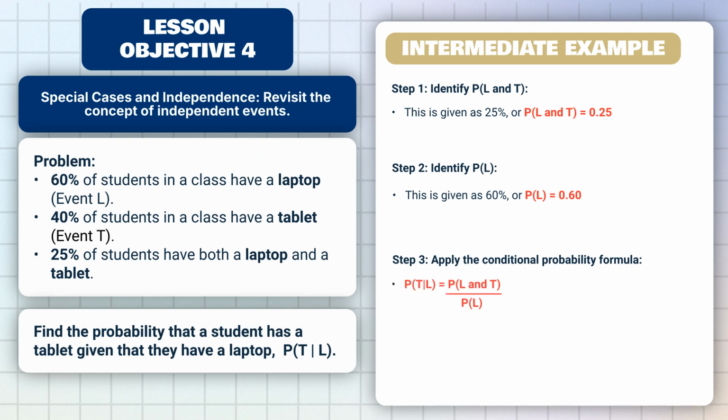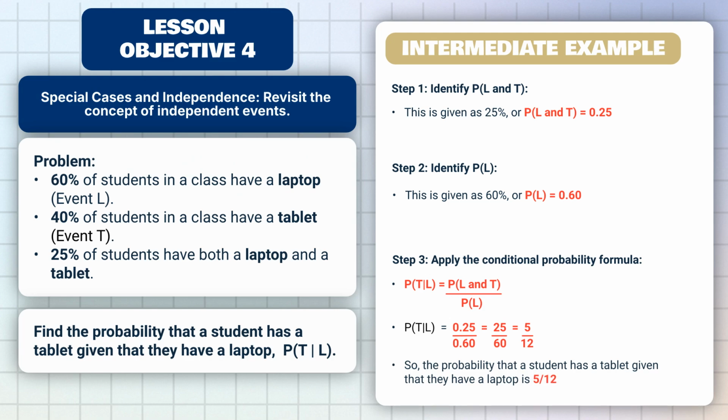The probability of T given L equals the probability of L and T divided by the probability of L, which equals 0.25 divided by 0.6, which equals 25 over 60 or 5 over 12. So, the probability that a student has a tablet, given that they have a laptop, is 5/12.